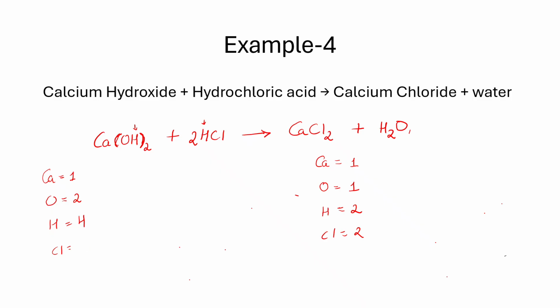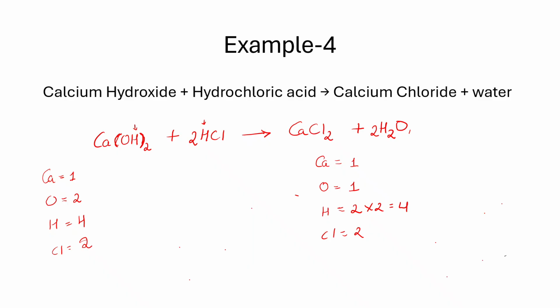So this 2 multiplied with Cl balanced the number of chlorines as well. Okay, now we have 4 hydrogen atoms on the reactant side, but on the product side, we just have 2. So what do we do? We multiply the number of hydrogens by having a coefficient 2 here. So that makes 4 hydrogen atoms. So the number of hydrogen atoms also gets balanced.